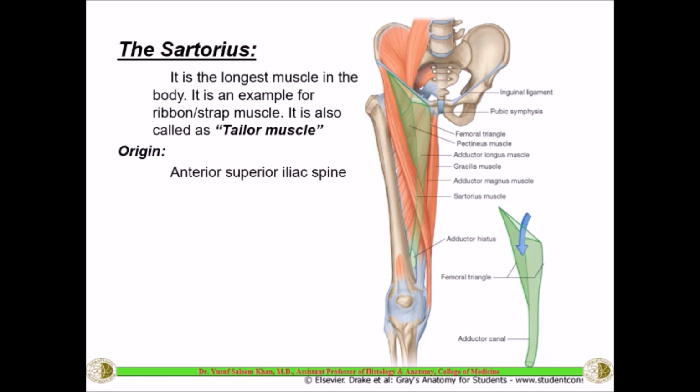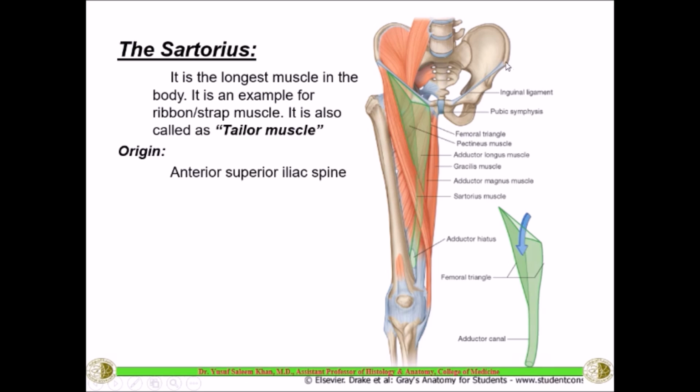The origin of this muscle is from a structure here. This is called the anterior superior iliac spine. This is the iliac crest. The most anterior part of the iliac crest is called the anterior superior iliac spine. So this is the point where this muscle takes origin. It takes origin from the anterior superior iliac spine.